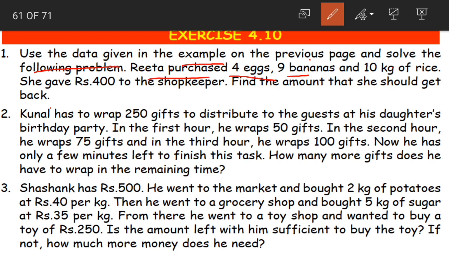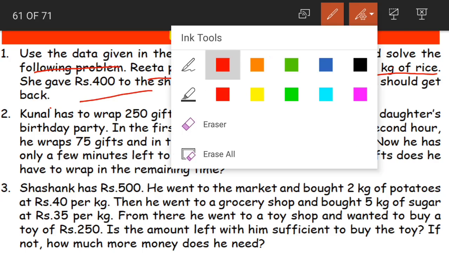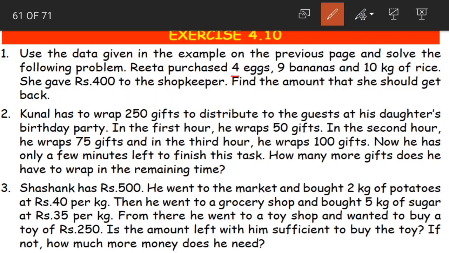Rita purchased 4 eggs, 9 bananas and 10 kilograms of rice. She gave 400 to the shopkeeper. Find the amount that she should get back. Simple, right children? Just now we did the same thing, but only the quantities are differing here. Our Rahul purchased 8 eggs, 6 bananas and 5 kgs. Now Rita is purchasing 4 eggs, 9 bananas and 10 kilograms. So find this out, okay?